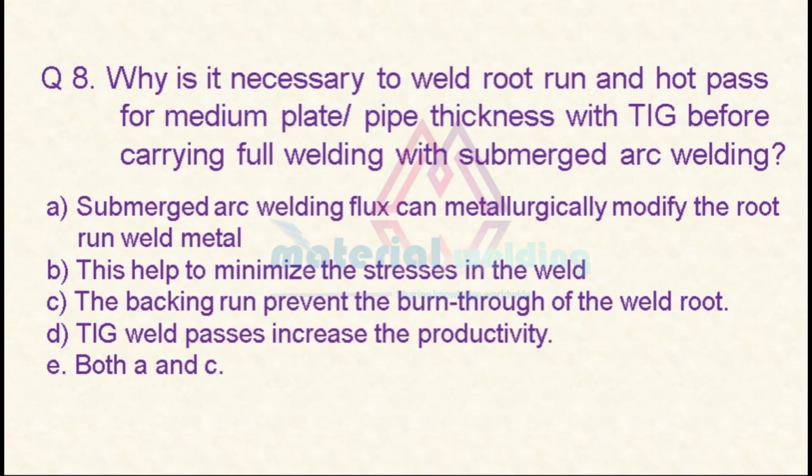Question 8. Why is it necessary to weld root run and hot pass for medium plate pipe thickness with TIG before carrying out full welding with submerged arc welding? A. Submerged arc welding flux can metallurgically modify the root run weld metal. B. This helps to minimize the stresses in the weld. C. The backing run prevents the burn through of the weld root. D. TIG weld passes increase the productivity. E. Both A and C.